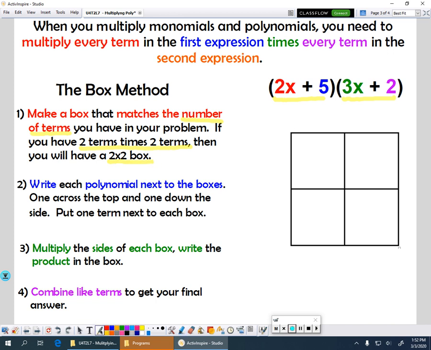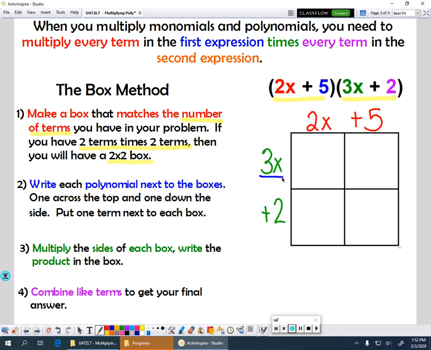The next thing we're going to do is take each of these expressions and put one on the top of our box and one down the side. So 2x plus 5, I'm going to put that on the top of this box, and then my other expression is going to go down the side, 3x plus 2. So hopefully this looks just like what we've been doing with perfect squares, except for the fact that our numbers aren't exactly the same, because we're not talking about a square anymore, so the length and the width don't have to be the same. Once we have those dimensions drawn in, all we have to do is our multiplication.